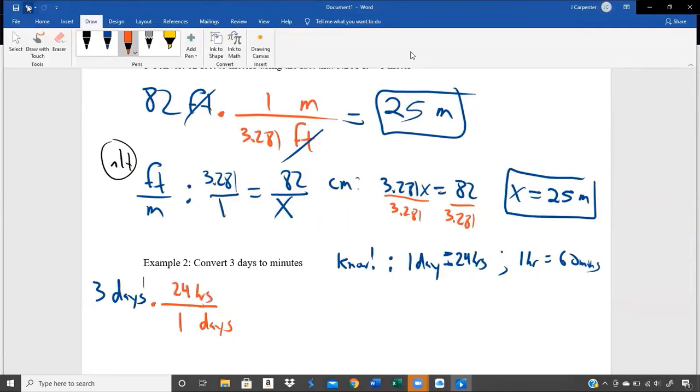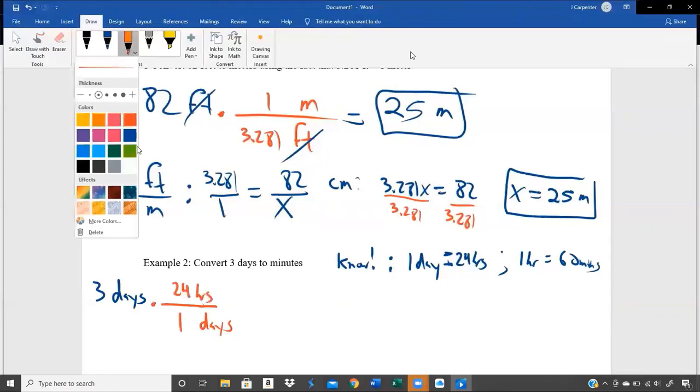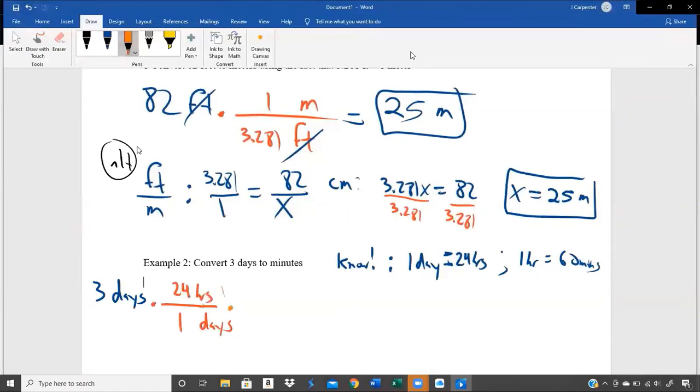Now, if you want, you can go ahead and say equals and do the math here, but I don't like doing it that way. I prefer to go ahead and set up all my fractions in one go. So times.